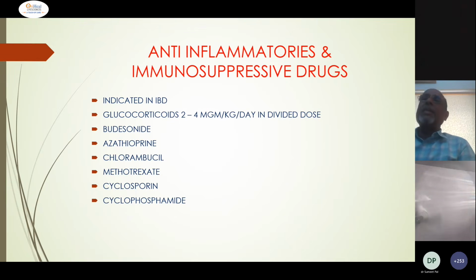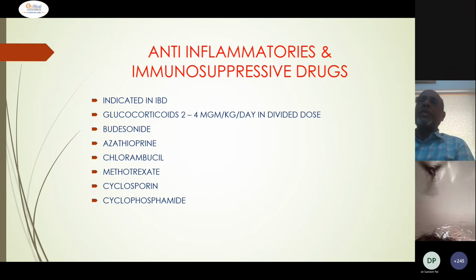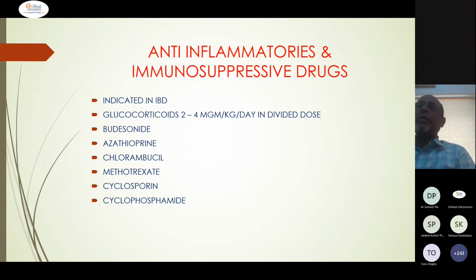Anti-inflammatory and immunosuppressive drugs are indicated in IBD. Glucocorticoids, we'll talk about them later. Budesonide, whenever the patient is unable to tolerate glucocorticoids, has excess polyuria, polydipsia, and things like that, then you can go in for budesonide. You can go for azathioprine. You can reduce the dose of glucocorticoids and add azathioprine. In cats, you can add chlorambucil because azathioprine is contraindicated in cats. Methotrexate, cyclosporin, cyclophosphamide are all immunosuppressive drugs used in treating inflammatory bowel disease.